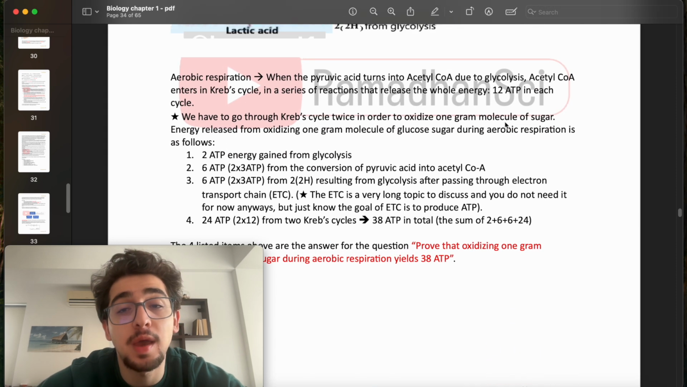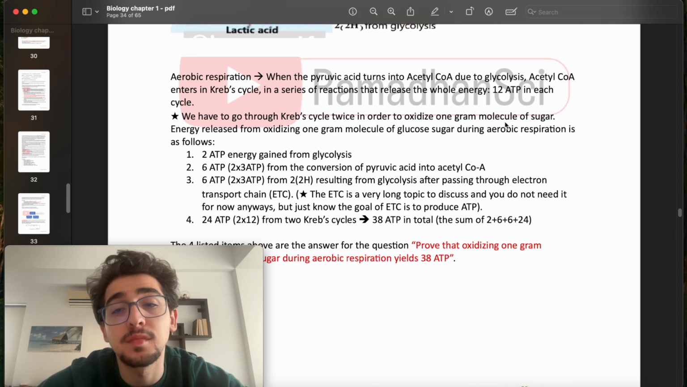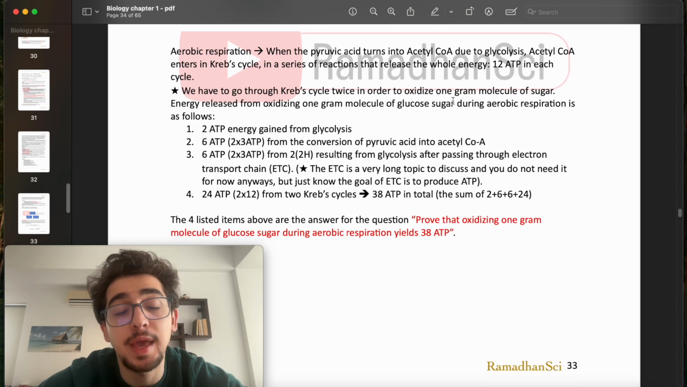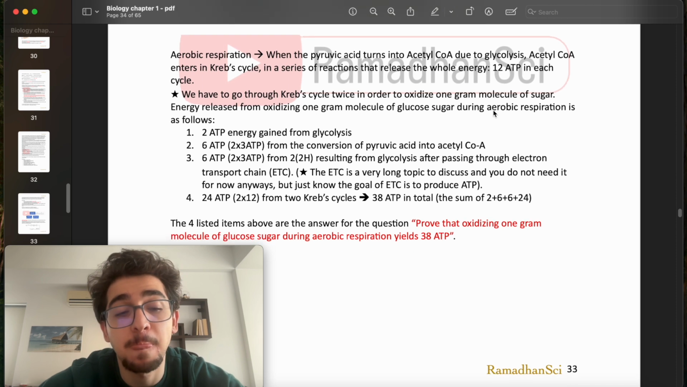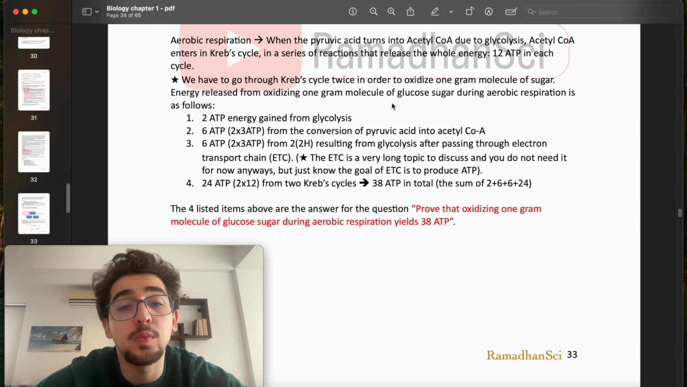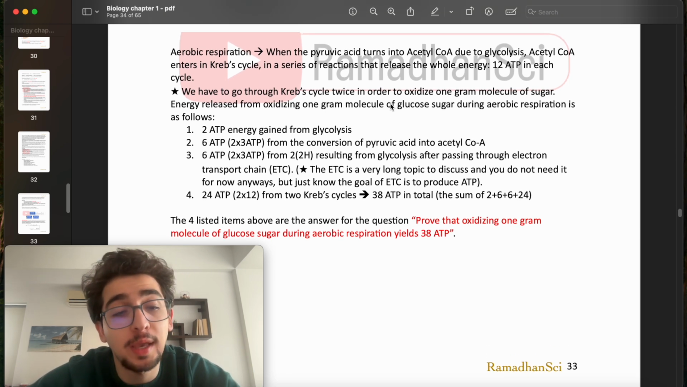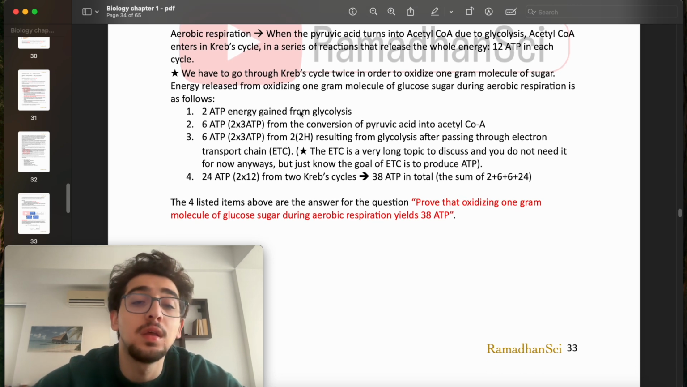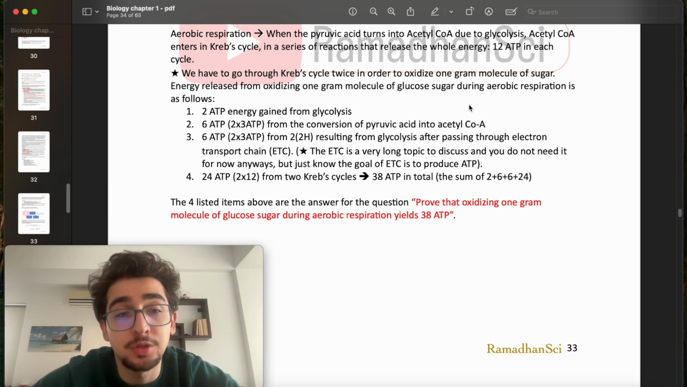Now, you have to know that the whole energy, the ATP produced by Krebs cycle is 12, okay? And you should know that we have to go through Krebs cycle twice. So we have to repeat Krebs cycle 2 times in order to oxidize 1 gram molecule of sugar.